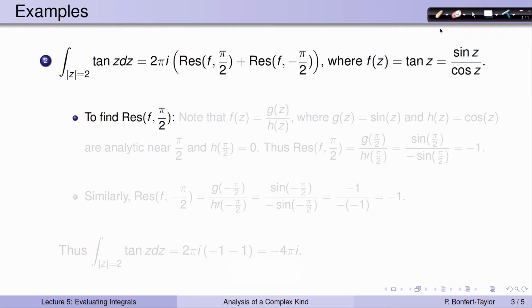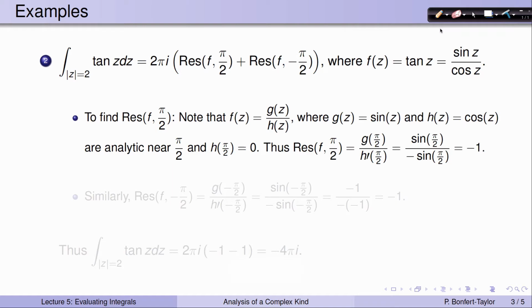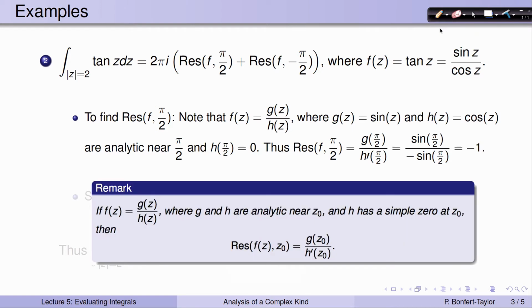We notice that f is of the form an analytic function divided by another analytic function, sine z and cosine z. And those two analytic functions satisfy that the denominator function is equal to 0 and has a simple 0 at pi over 2. By the theorem that we ended with in last class, we remember that we can find the residue of f at pi over 2 by simply taking the numerator function, evaluating it at pi over 2, and dividing it by the derivative of the denominator at pi over 2.